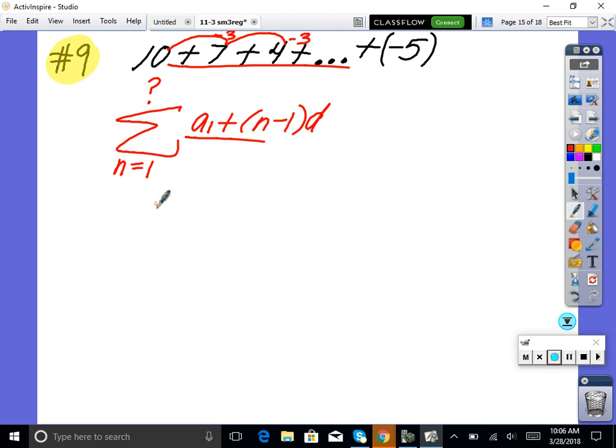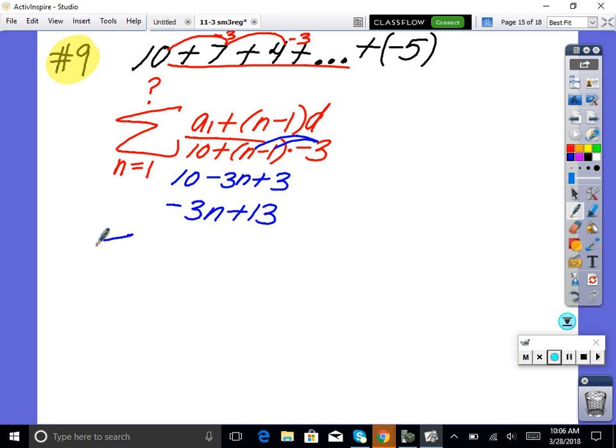That's how we find that sequence, true? So plug in what we know. Our a sub 1 is 10 plus n minus 1. Our common difference is negative 3. Answers have to be simplified, so take negative 3 in. So we have 10 minus 3n plus 3. So what would that be? Yeah, and let's write it in standard form. Negative 3n plus 13. So now we can say, okay, we know now we're doing the sum of n equals 1 through, still don't know, but negative 3n plus 13.